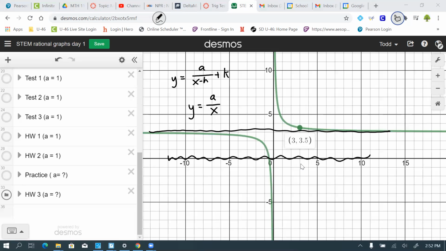The horizontal asymptote, normally at Y equals 0, where is it now? It's right there. Can you see that it went up 3 units? It went up 3 units. So everything got vertically shifted up 3.